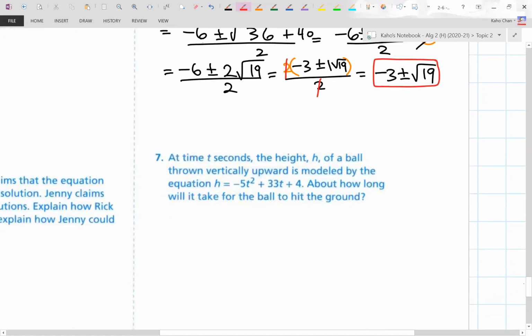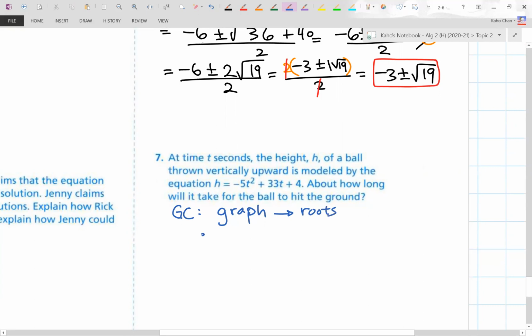Oh, number 7. This is kind of interesting. At time t seconds, the height h of a ball thrown vertically upward is modeled by this equation. About how long will it take for the ball to hit the ground? So I'm just going to let you know, using a graphing calculator makes this problem very easy. Go to graph, and what you want to look for are roots.